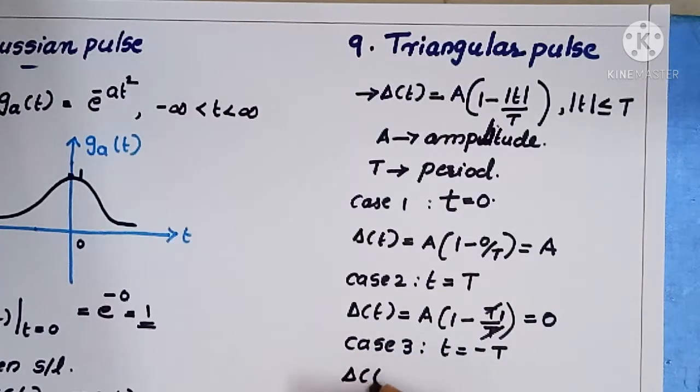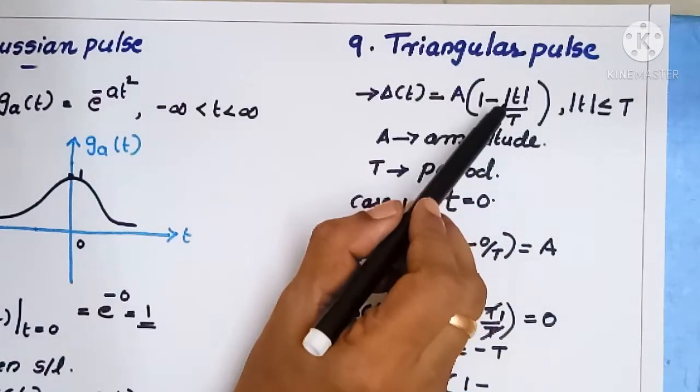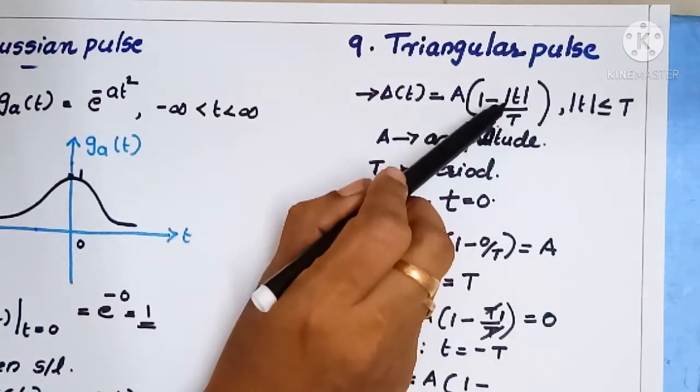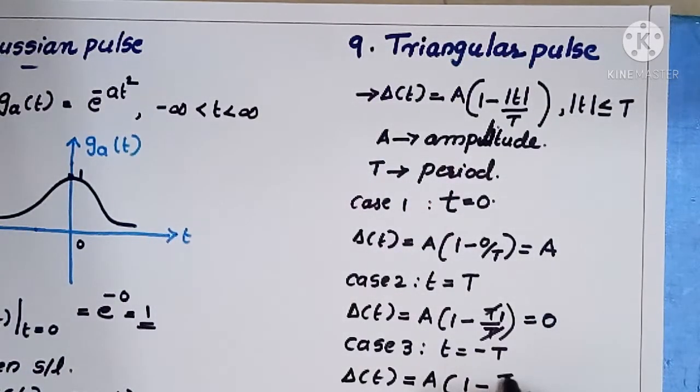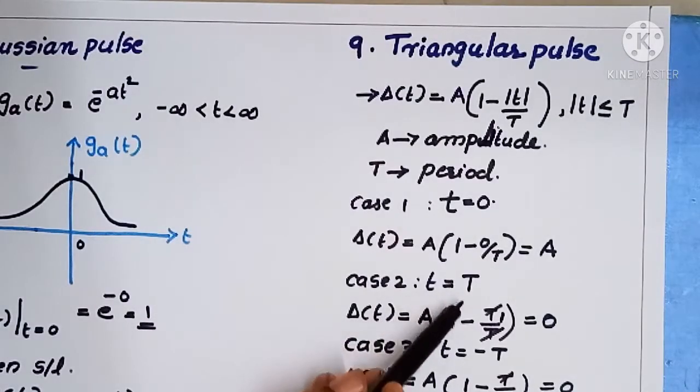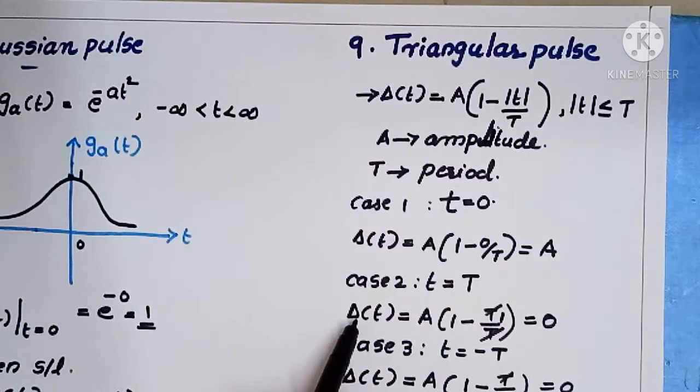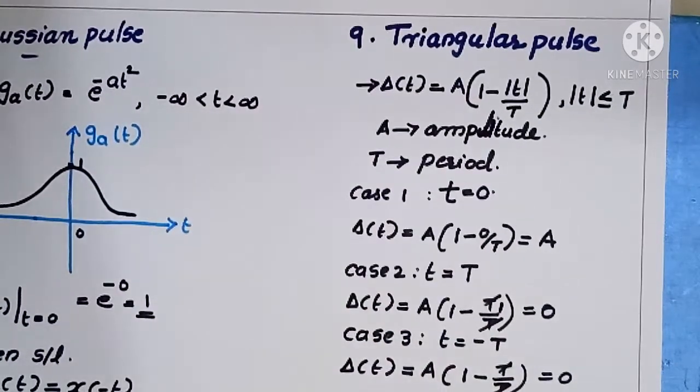What is del of t? Del of t is equal to a into 1 minus modulus of t by T. If you take the minus value inside the modulus, you will get the positive value, so we can write it as T by T. So T cancels, and 1 minus 1 becomes 0. So when t is equal to T and minus T, the triangular pulse value becomes 0. So from this we can draw the plot of a triangular pulse.